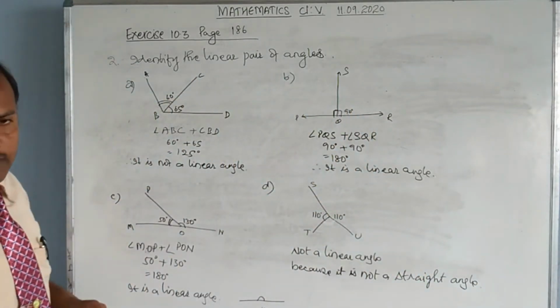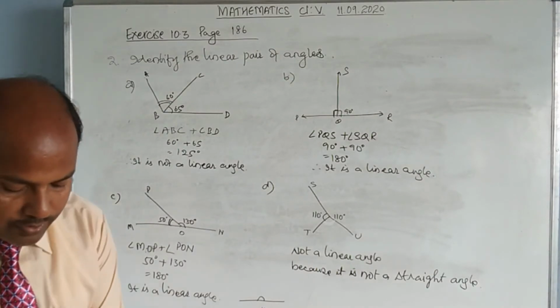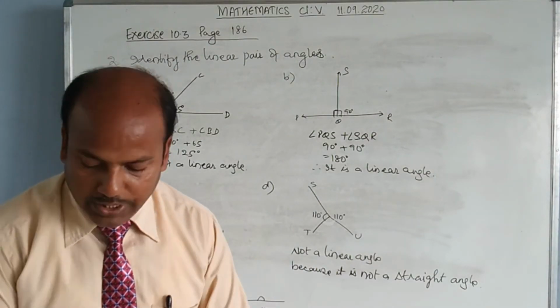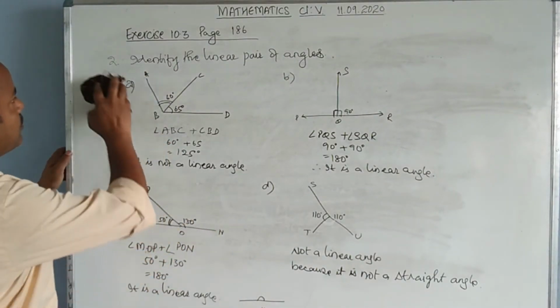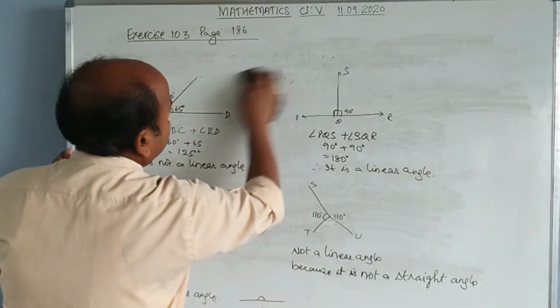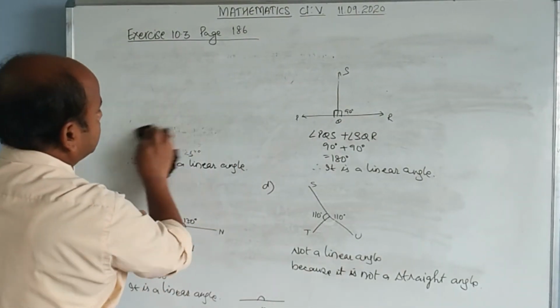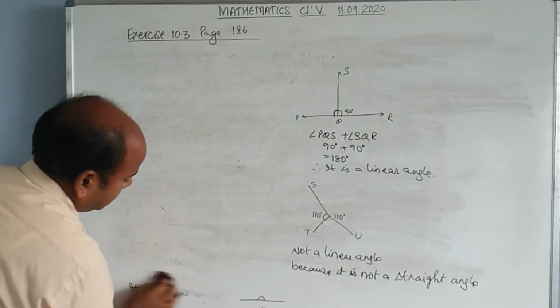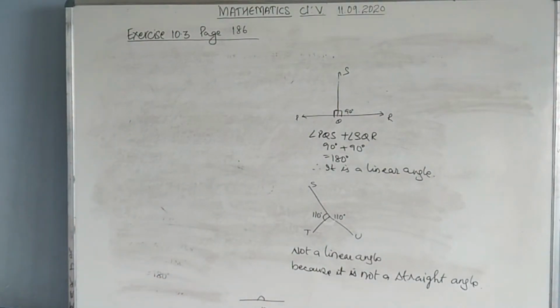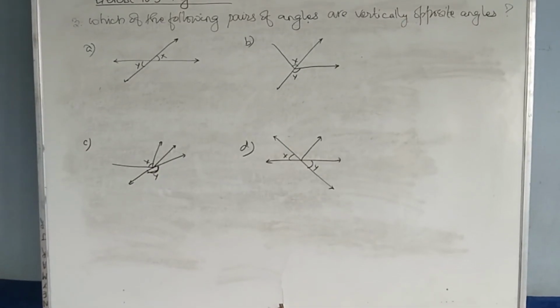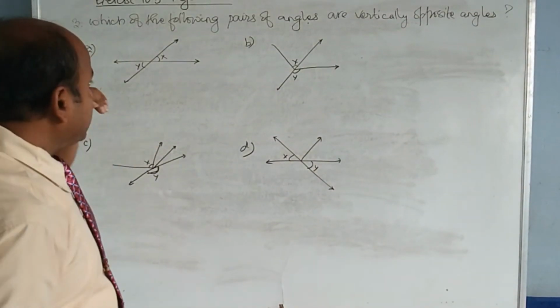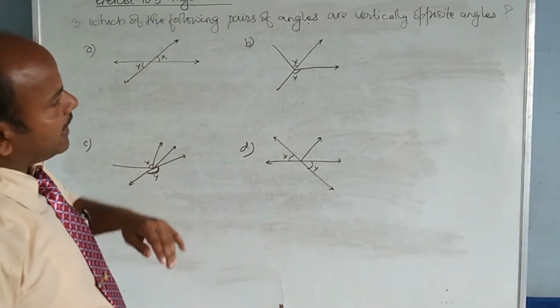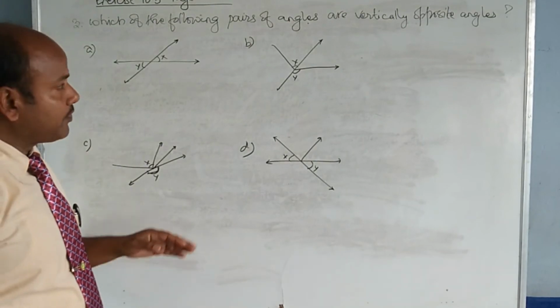So this is number 2 which I have solved. Now we move on to number 3. I suppose this is clear to you. Now welcome back, dear children. We are in question number 3. Which of the following pairs of angles are vertically opposite angles?